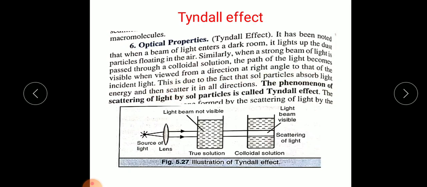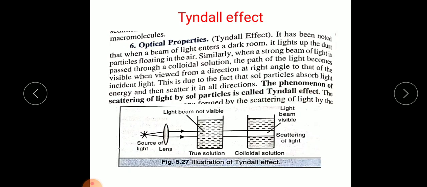When you are in a dark room and there is a hole somewhere and light is coming from that part, if you observe the path of the light, you can see the dust particles floating around, sparkling. A similar kind of effect also occurs in a colloidal solution. When a strong beam of light is passed through a colloidal solution, the path of the light becomes visible when viewed from a direction at right angle to that of the incident light. This is due to the fact that colloidal particles absorb light energy and then scatter it in all directions. So the phenomenon of scattering of light by colloidal particles is called the Tyndall effect.